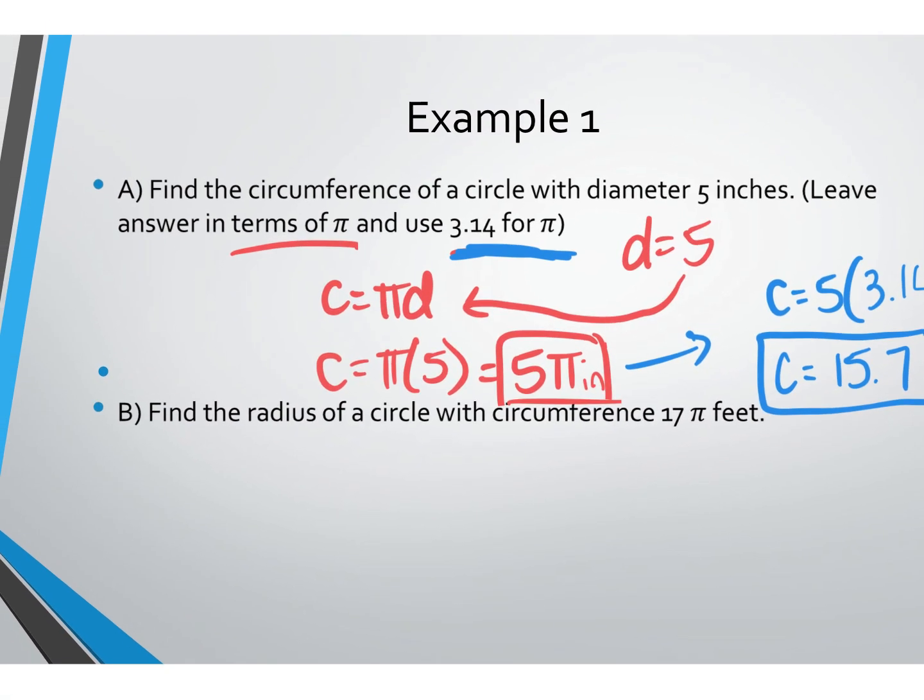All right. Part B says find the radius of a circle with a circumference of 17 pi feet. So now we're starting with the circumference. We now have to find the radius. What's the radius formula for circumference?